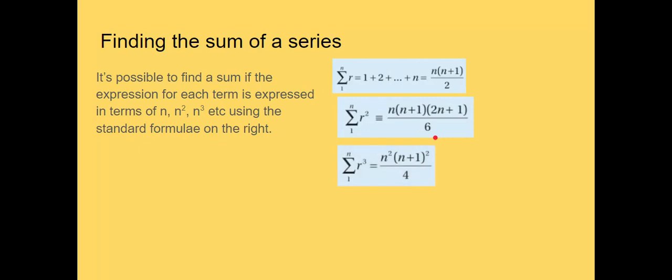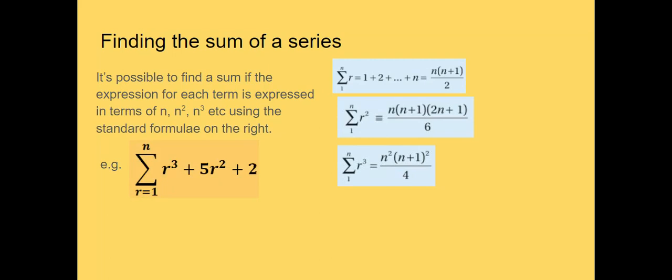And similar for r cubed, 1 cubed plus 2 cubed plus 3 cubed and so on. And if n is 20, then it's much simpler to work out 20 squared times 21 squared all divided by 4. Let's look at an example.